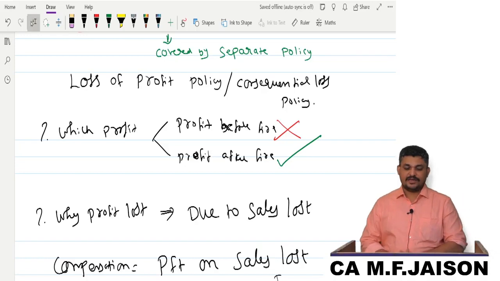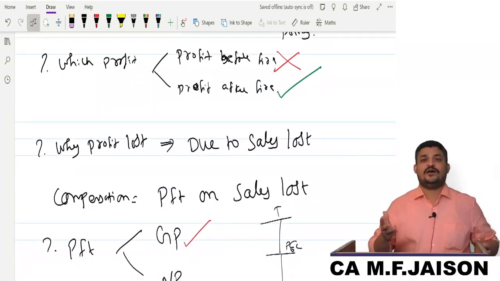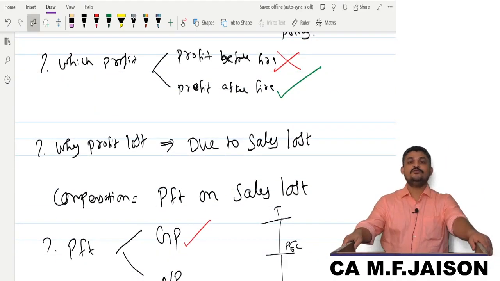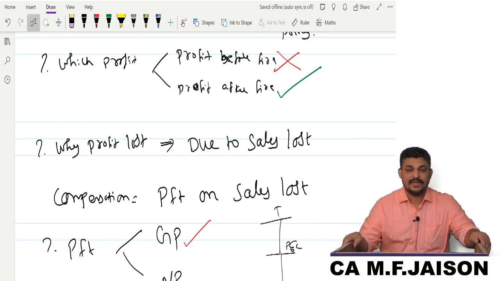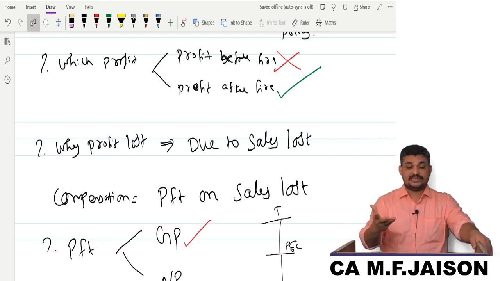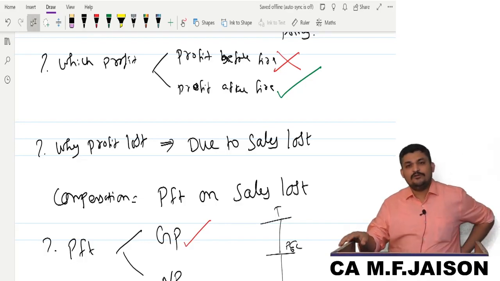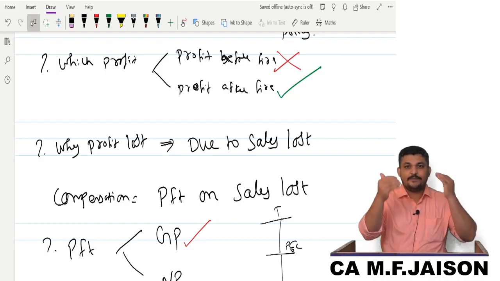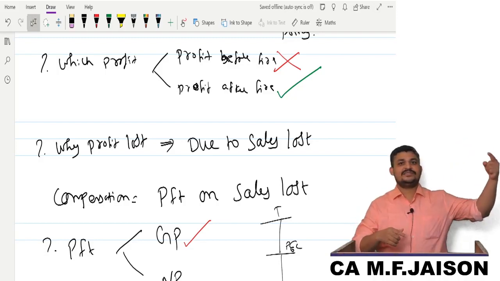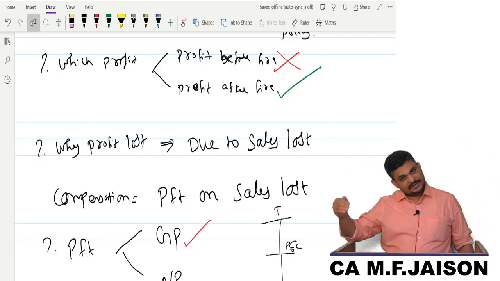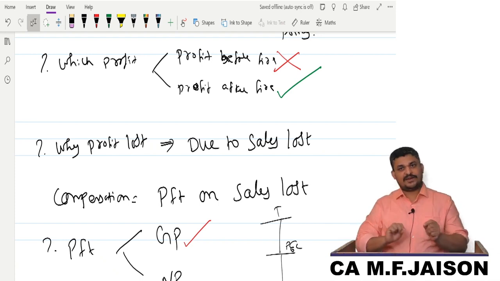The next question is, why do you lose profit? We lose profit because we lose sales. The next question is, why do you lose sales? In fact, that question I have not written here. Again, these are all only common sense construction, like how we discuss 4 steps. Similarly, I will dictate all the steps separately and we will write all those steps separately.